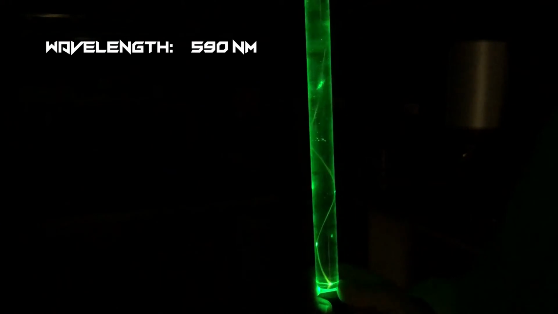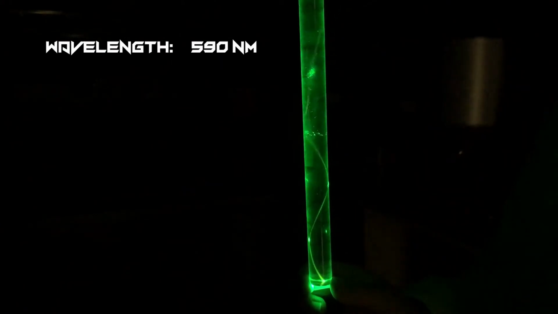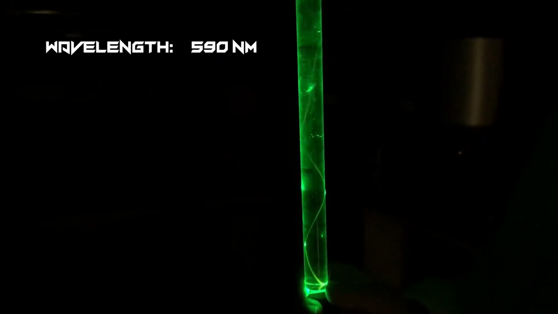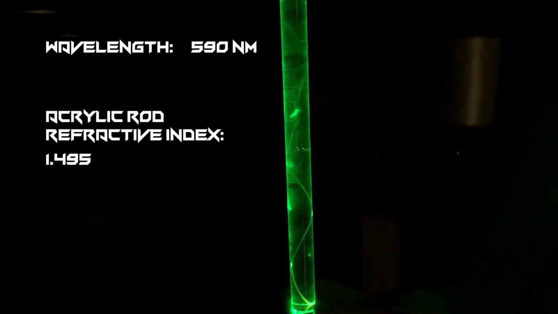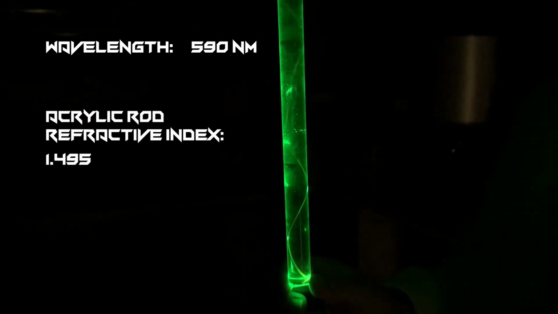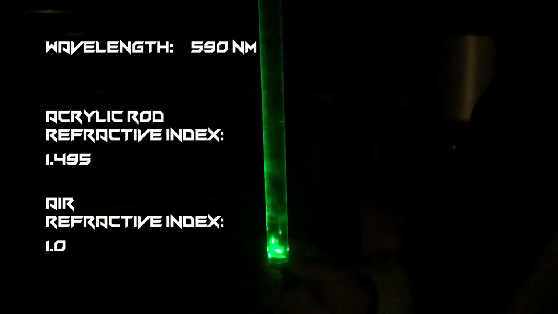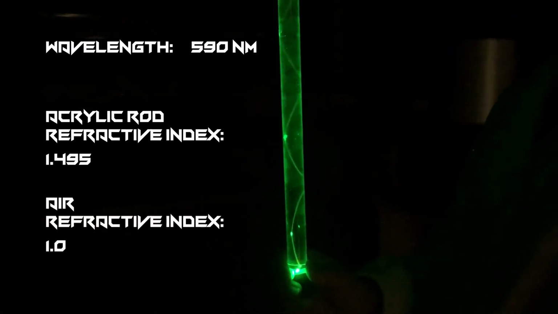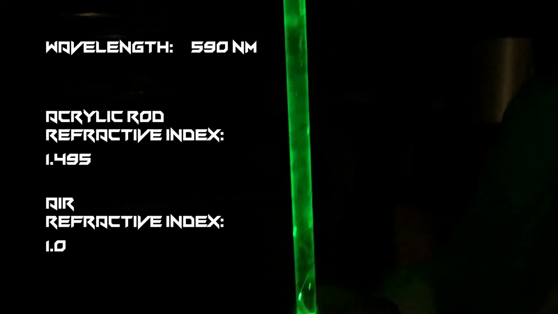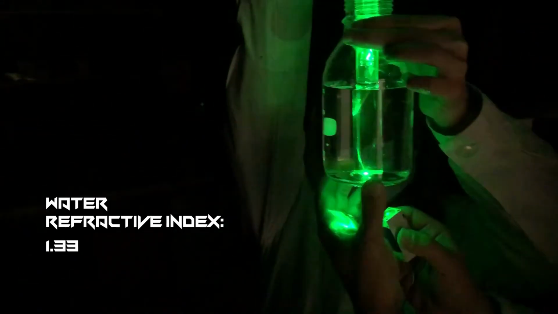All the refractive indexes are for a wavelength of 590 nanometers. First of all, the refractive index of the acrylic rod is 1.495. When the cladding corresponds to the air, its refractive index is 1. The critical angle is very small. This means that almost every incident angle promotes total internal reflection. Next, we inserted the acrylic into water. This simulates a higher cladding refractive index since the water refractive index is 1.33. This implies that the critical angle is higher than in the air.